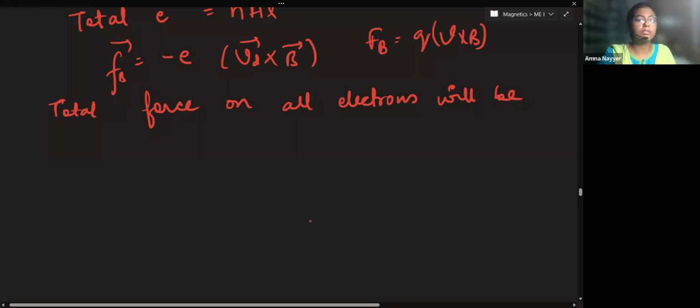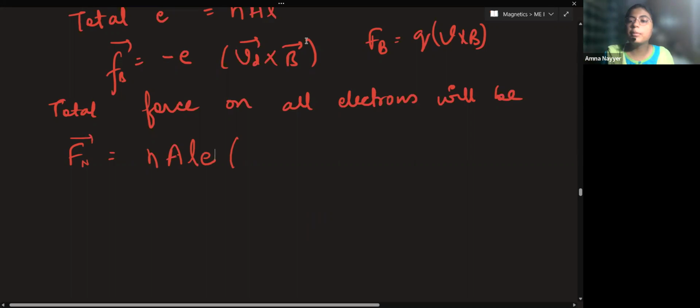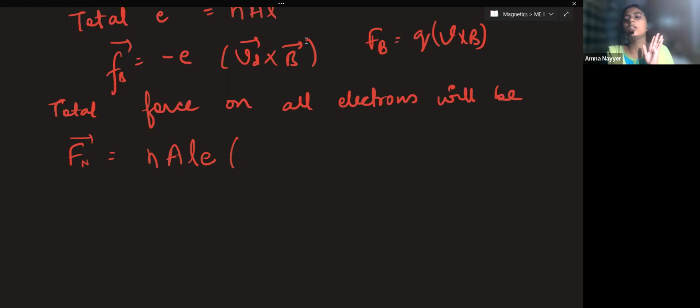Now the total force on all the electrons, let me write it as F net. N is the number density of electrons, and A multiplied by L gives the volume, so NAL is the number of all the electrons present. This is multiplied by the electronic charge E, which is 1.6 into 10 to the power minus 19, and by VD.